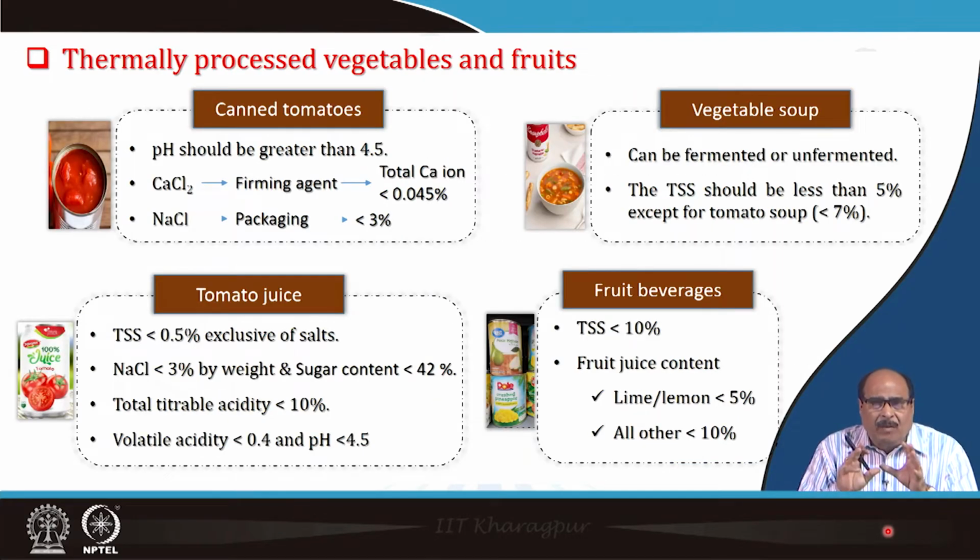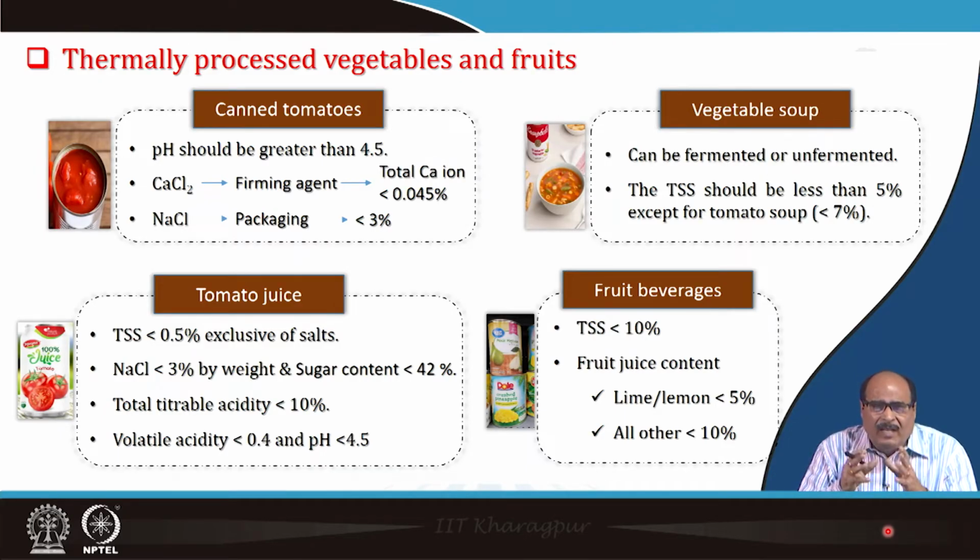In the FSSAI guidelines, particularly for fruit and vegetable products, they have come up with certain standards for various processed fruit and vegetable products. For example, in this slide I have given some thermally processed vegetables and fruits. Their criteria, for example, in canned tomatoes, the pH should be greater than 4.5. If calcium chloride is being used as a firming agent, the total calcium ion should be less than 0.045%, and sodium chloride in packing should be less than 3%. So, these are the major things.